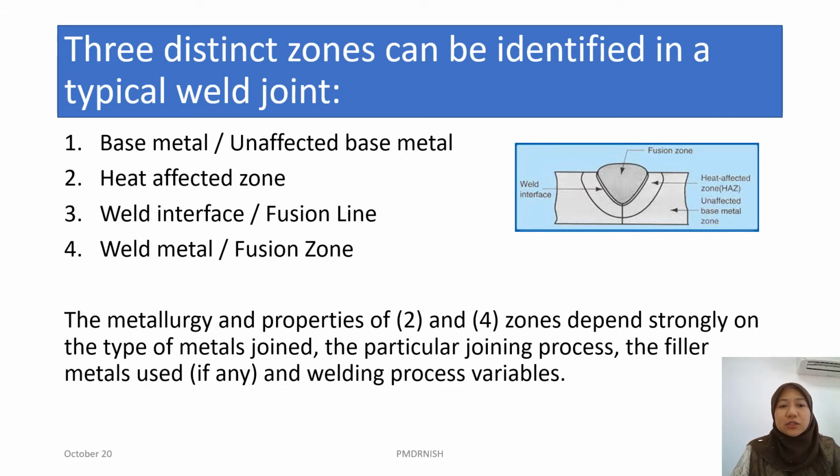The second zone would be the heat affected zone. In this zone, the material receives sufficient heat which critically changes the metallurgical and mechanical properties of the material. However, it is not sufficient to melt the material, meaning it happens below the melting point of the material.